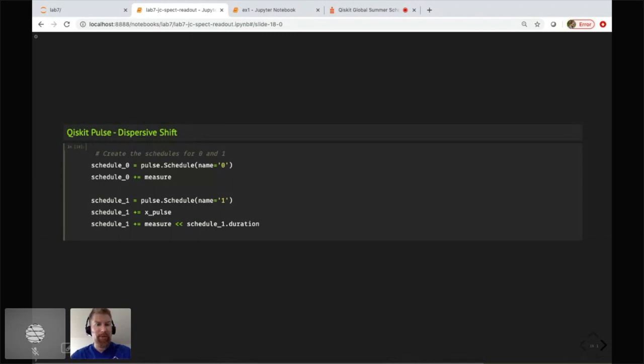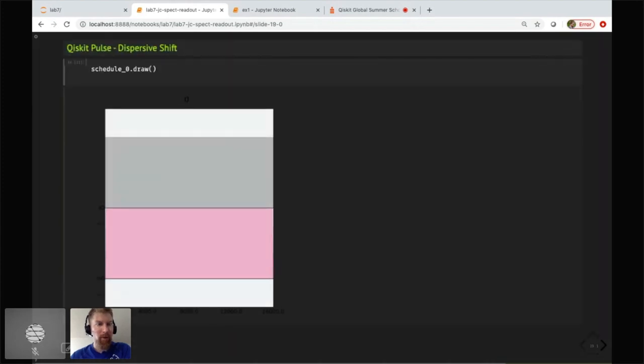So what we're going to do here is create two schedules. One of them is going to be a schedule of a measurement of the readout resonator when the qubit is in the zero state. And the other one is a measurement of the resonator when the qubit is in the one state. So we need to build these pulse schedules and then we can execute them. There's going to be one schedule for zero and one schedule for one. However, we're going to need to change the frequencies for each of these. So what does this look like?